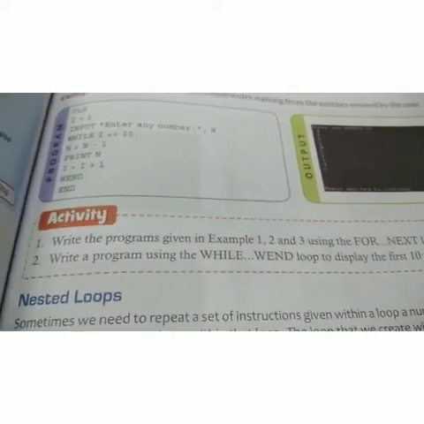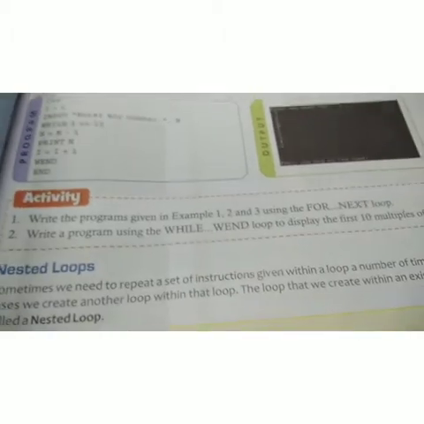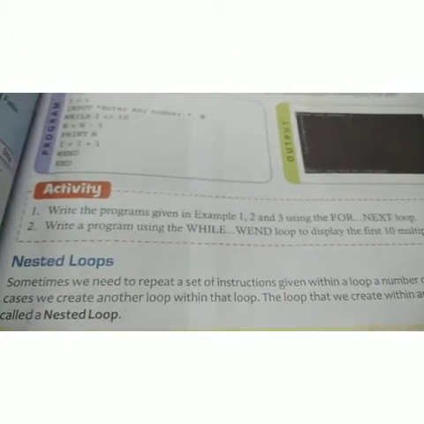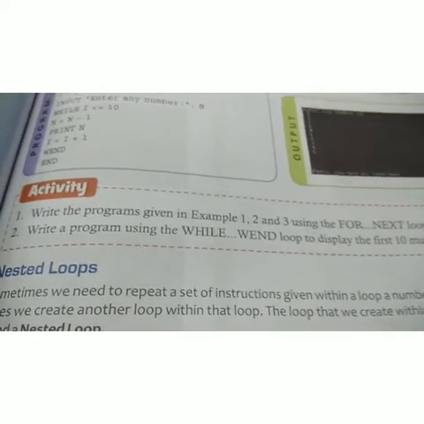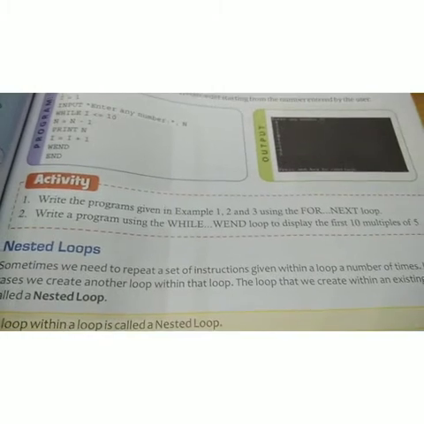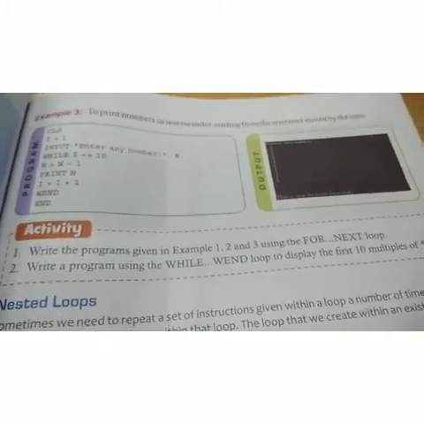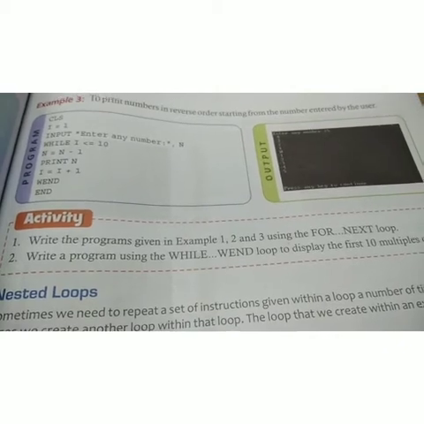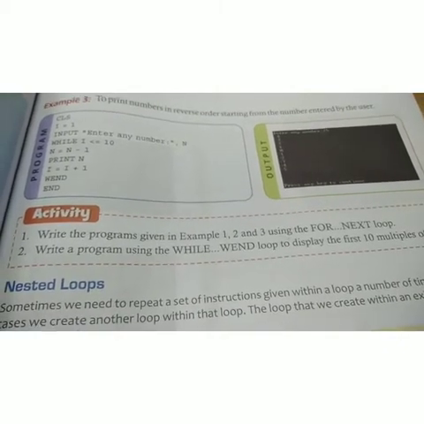Okay. Now see the next activity. Write the programs given in example first to third using the for next loop. Now write a program using the while wend loop to display the first 10 multiples of 5. So students, follow all these examples and practice all these programs.